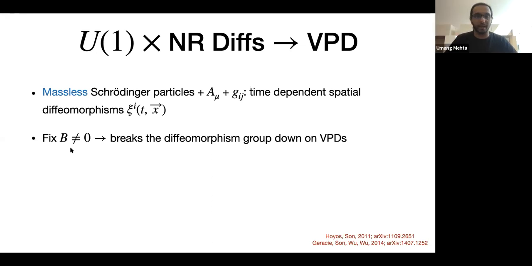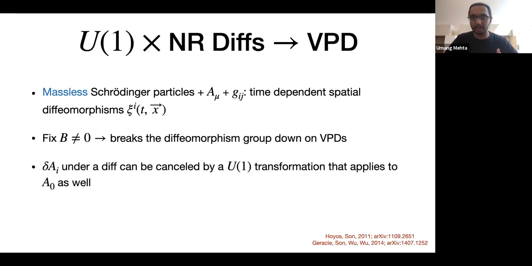Okay, maybe I can move on and we can continue that discussion later. Right, so fixing this B breaks the diffeomorphism group down to volume-preserving diffeomorphisms. The massless limit implies that we're restricted to the lowest Landau level because all the higher Landau levels have infinite energy.